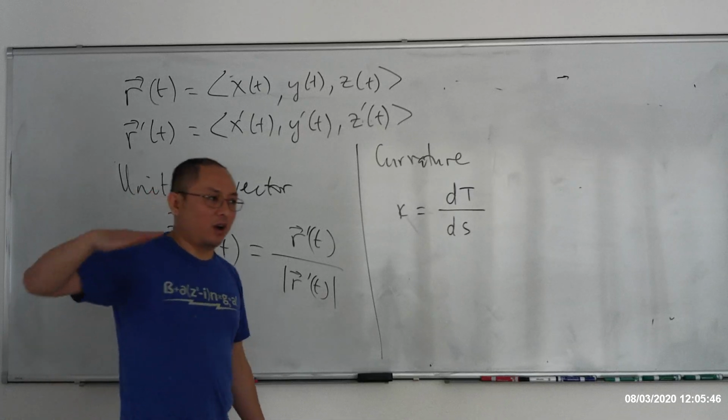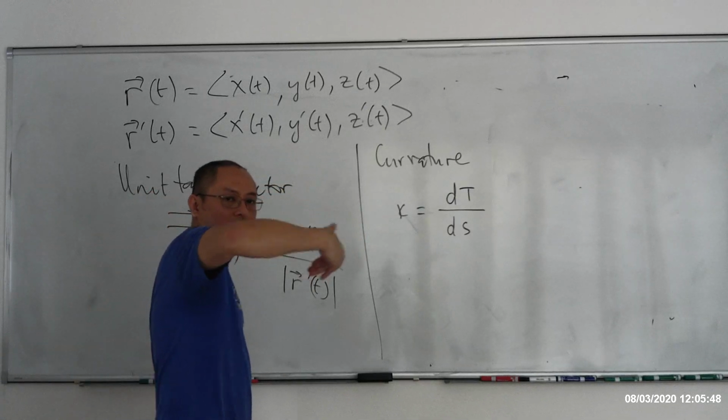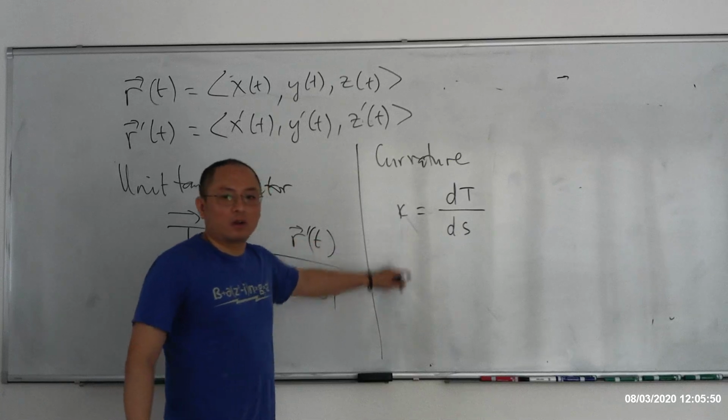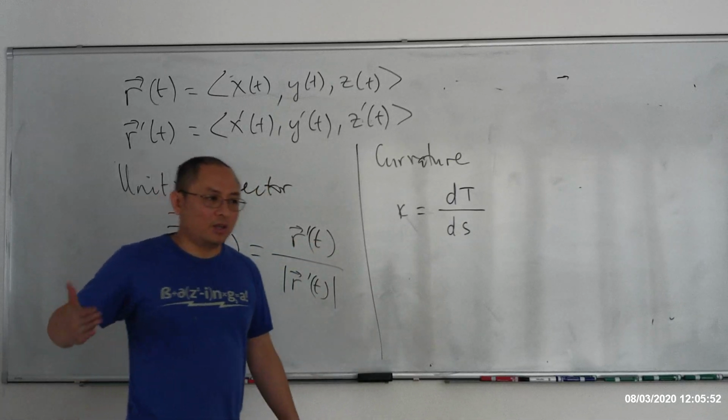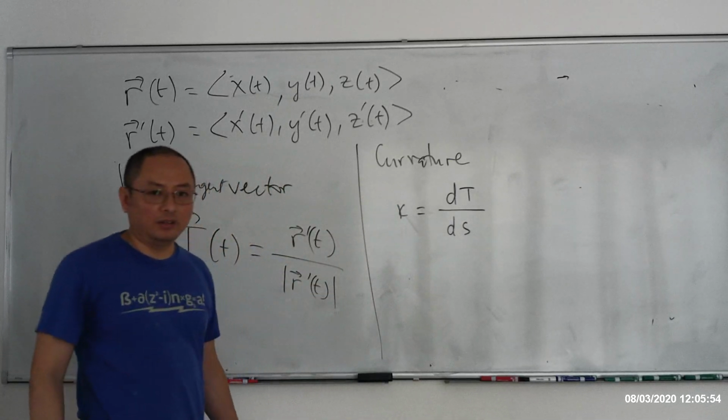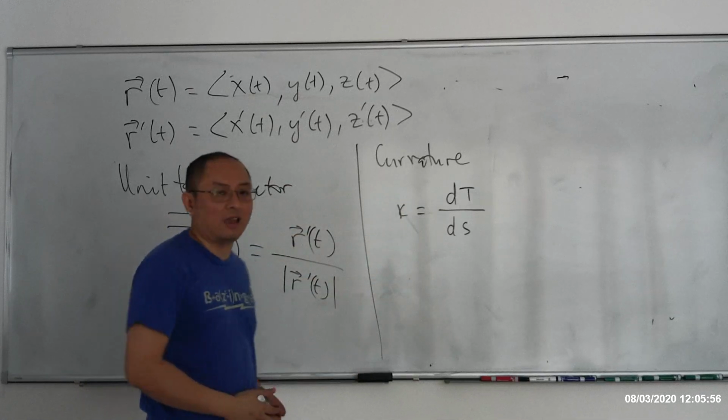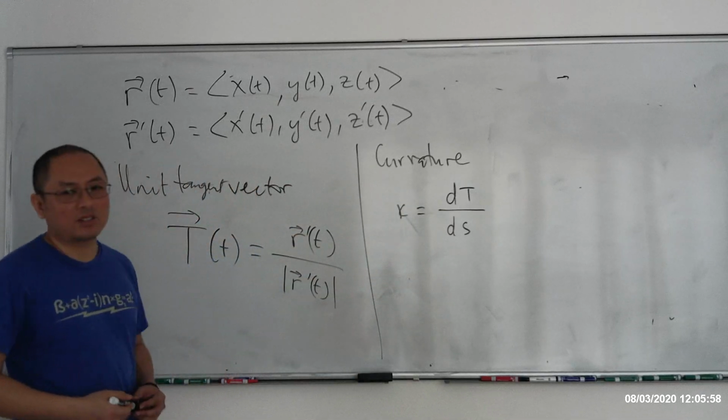Say you're driving a car, and if you make a really sharp turn, the curvature value is going to be bigger. If you make a softer turn, it's a bigger circle, and the K value is going to be smaller. That's all. Just like the slope.